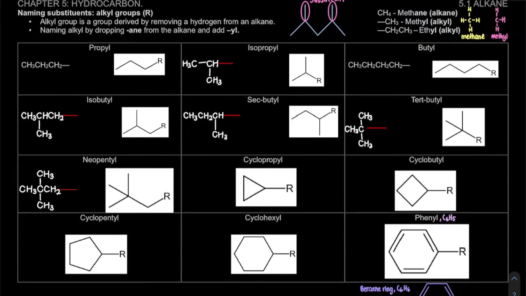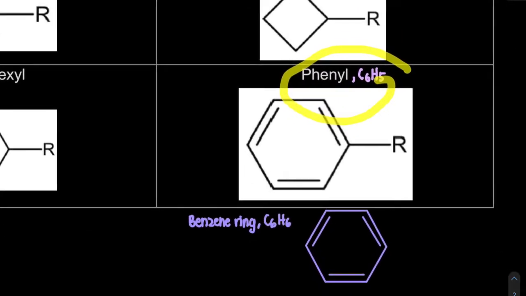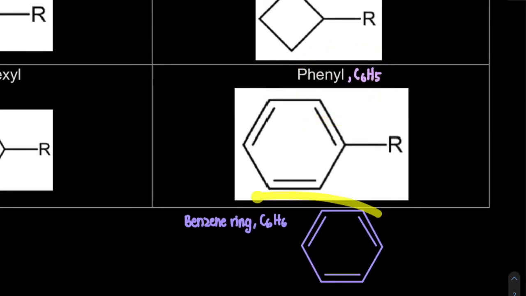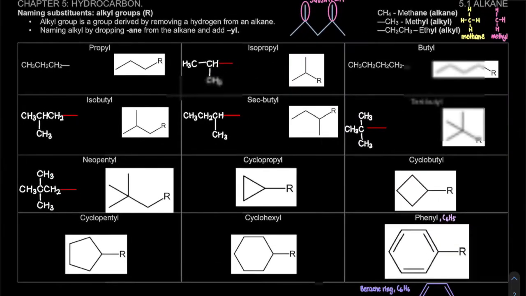So for the rest of the substituents, we're going to learn that cyclic compounds can also be substituents. So cyclopropane, as a substituent, becomes cyclopropyl. Cyclobutane, cyclobutyl. The same goes for cyclopentyl and cyclohexyl. What is a phenyl here? Phenyl is originally from our benzene ring. Benzene ring is C6H6. When we remove one of the hydrogens, it has a slightly different name. It becomes phenyl, C6H5. So that is the naming of the substituents.